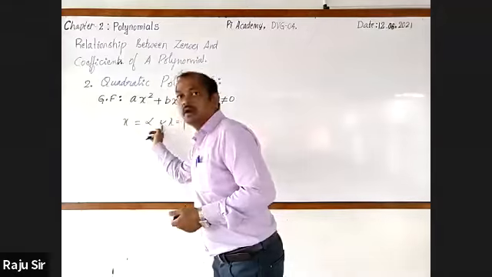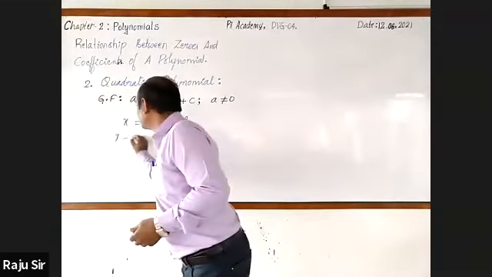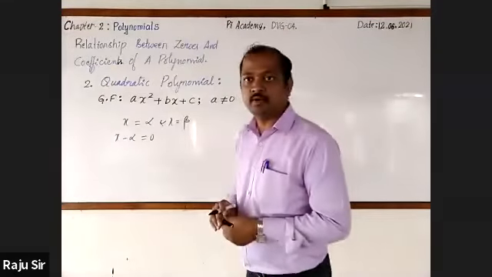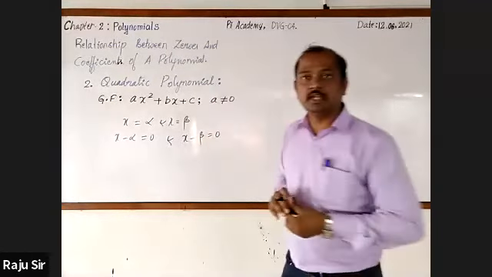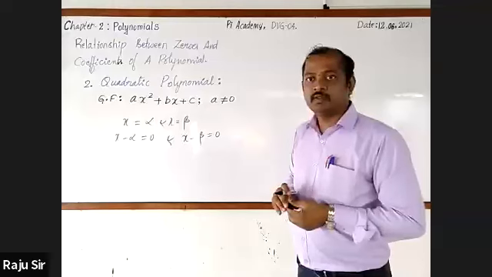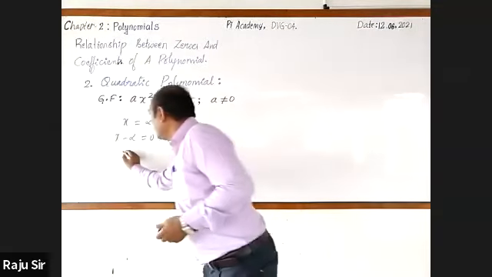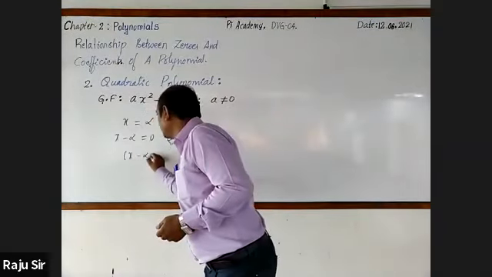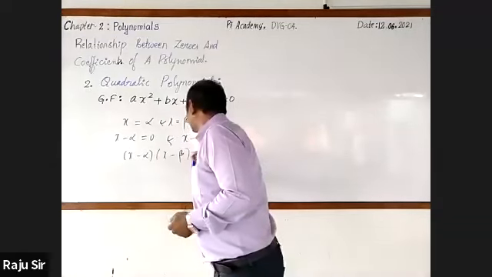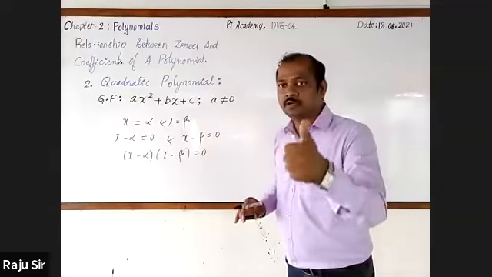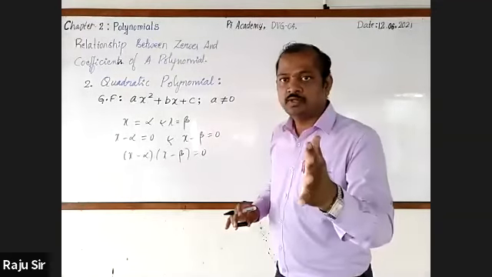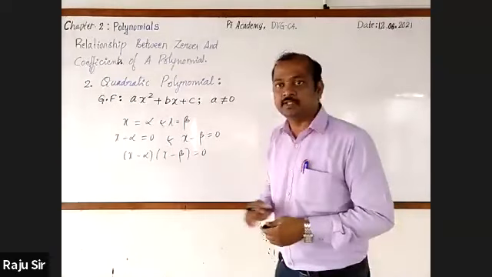Then take alpha to the left hand side: x minus alpha equal to 0. Then x minus beta equal to 0. On taking both, we can write x minus alpha into x minus beta is equal to 0. Got it? Any doubts? No, sir. No doubt. Okay. Now let us go for simplifying this.